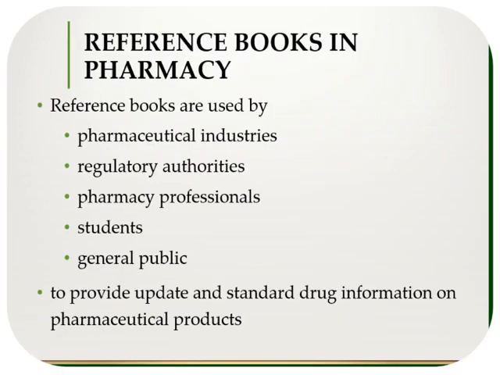The session is just about pictures. We want to explain the details of the reference books. Reference books are used to provide updated drug information on pharmaceutical products, and they are used as reference standards. For example, pharmaceutical industries use them to get the formulas of drugs, regulatory authorities to compare the medicines against the standard, and pharmacy professionals, students, the general public, and even politicians and parliamentarians all use these reference books if they want to find out anything about these drugs.